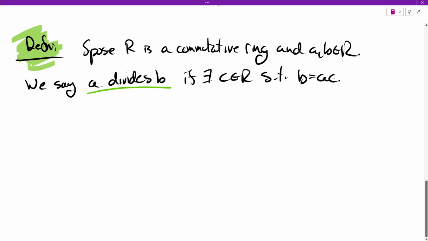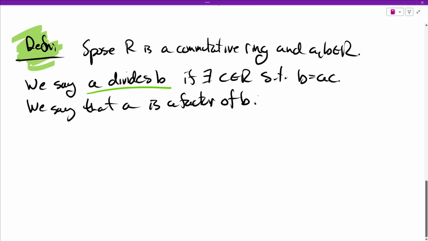Now, this doesn't need a domain in our definition, but we do need commutative. That way we don't have to distinguish between left divides and right divides. So commutative is necessary. When this happens, we say that A, and also C in this picture, is a factor of B, just like in the integers. And we're going to see that divisibility is particularly suited to domains.